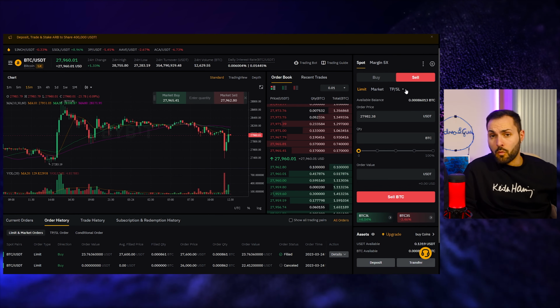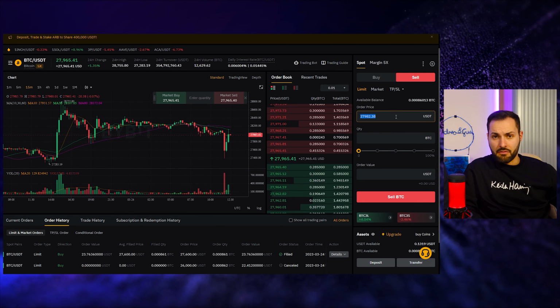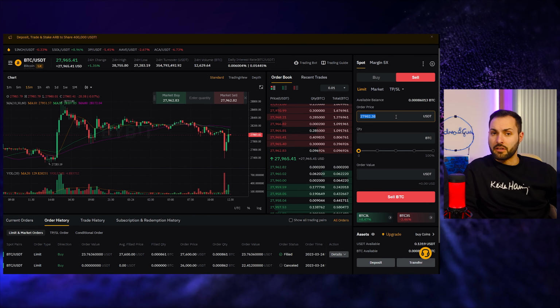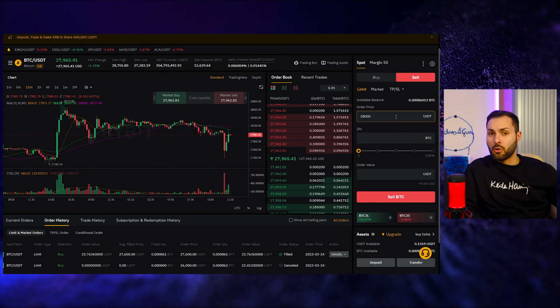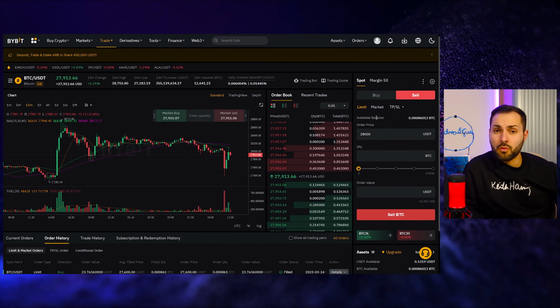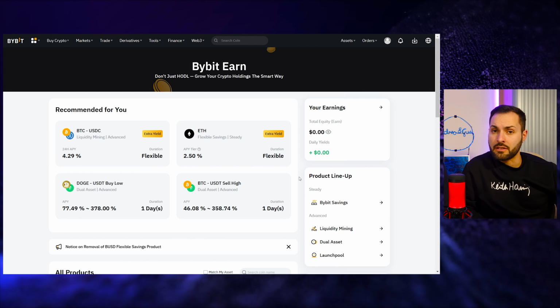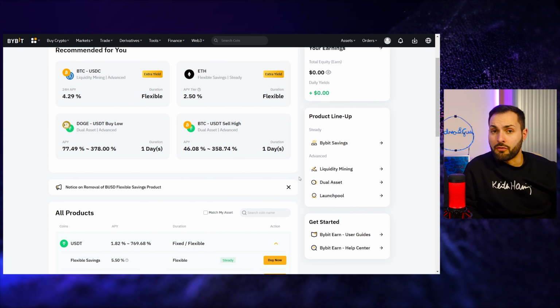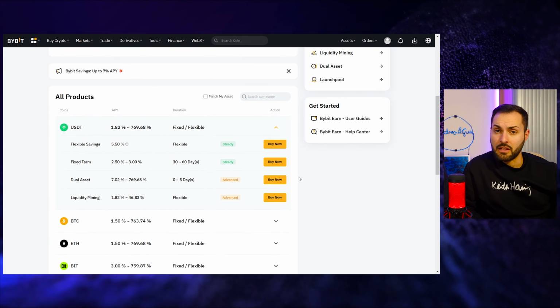Selling your crypto works the same way, only in reverse. You can choose to sell above the current market price or place a market order for immediate sale. What you do with your crypto is completely up to you. You can swap it for another crypto or earn interest on it with Bybit Earn, which offers various interest rates depending on your risk level.